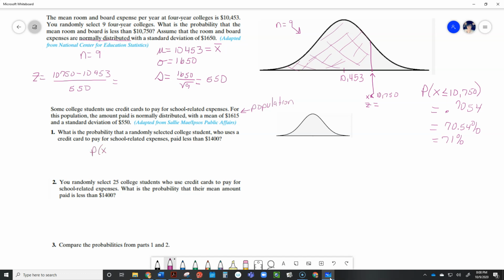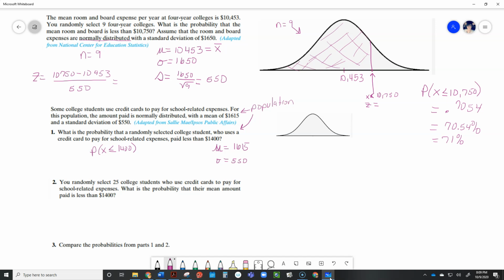So they're giving me an X value, and they're asking, what is the probability that the X value is less than $1,400? Now, did they give me any information about a sample? No, they did not. So this question is still about a population. So the mean is $1,615 and the standard deviation is 550.